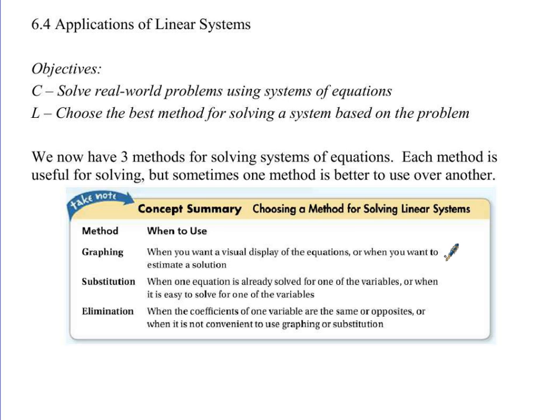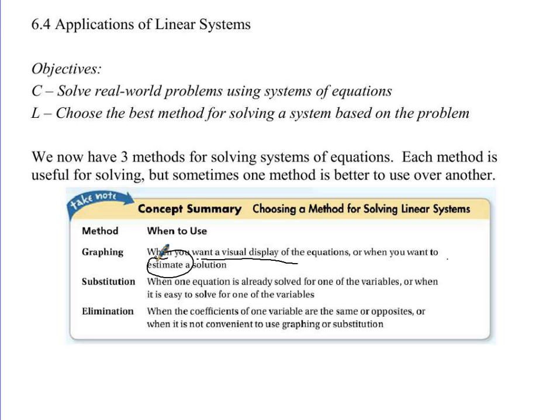And that's what this table right here is trying to tell you. For graphing, you want to use graphing when you want a visual display of the equations. If you really specifically want to see the graphs, then you would graph it. Or when you want to estimate. And I've talked about that before. Graphing really is just an estimation of solutions, because when you graph, you really can't get that accurate. And a lot of times the graphs of your lines won't even cross at a nice grid point. So then you're just guessing anyway. So if an estimate is okay, then you can graph it.